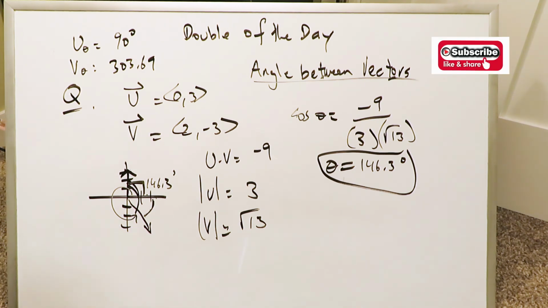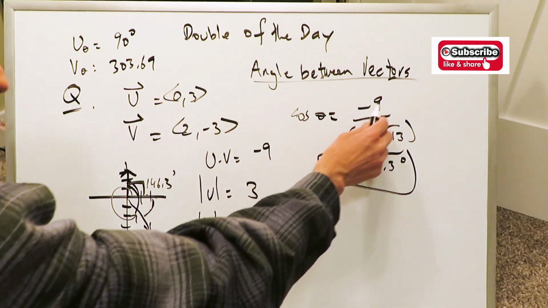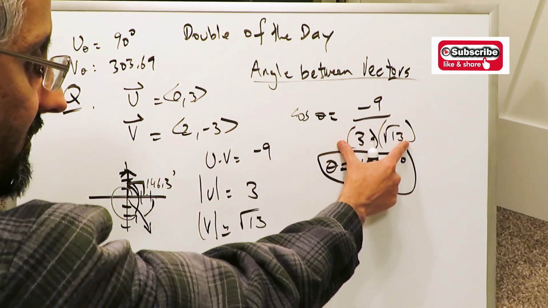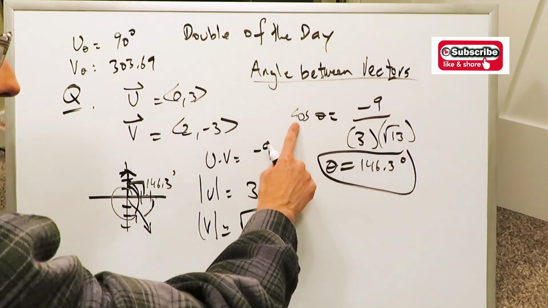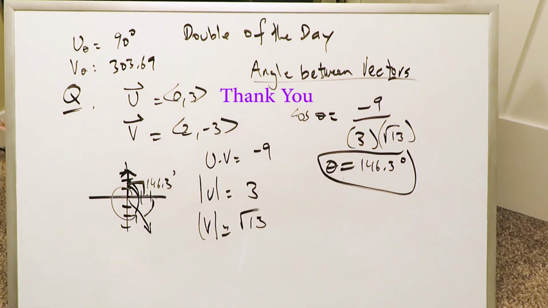That's it for this video. Remember the formula: the dot product divided by the product of the magnitudes of the individual vectors. The entire quotient is equal to cosine theta, and that's how you go.